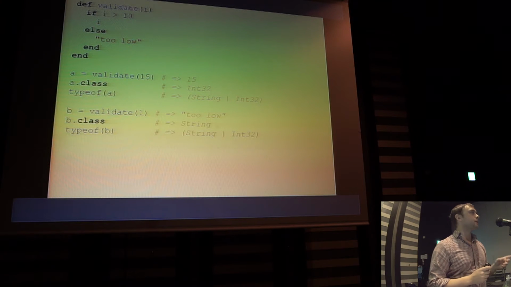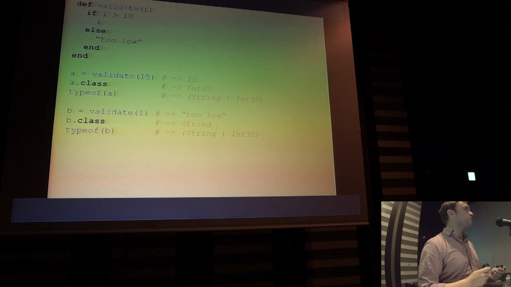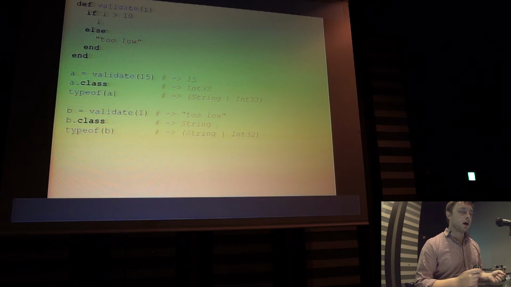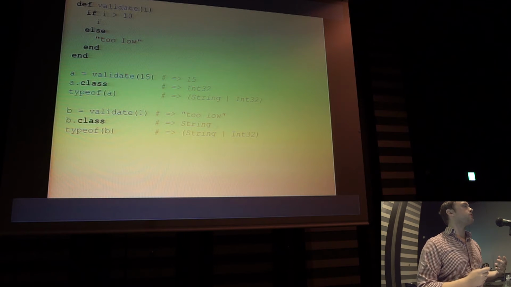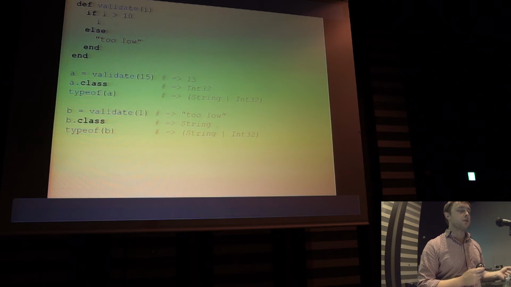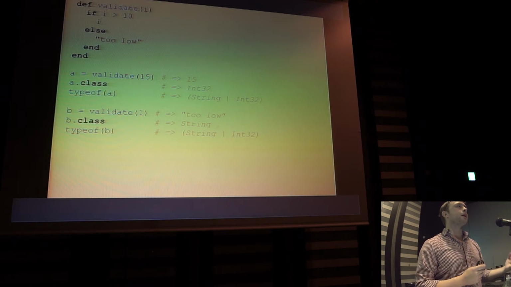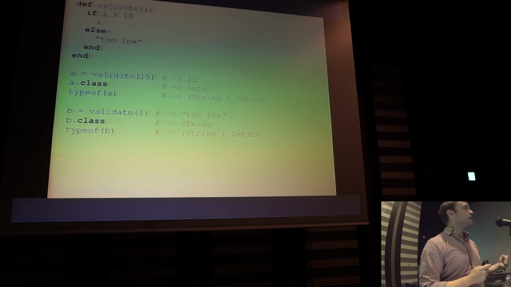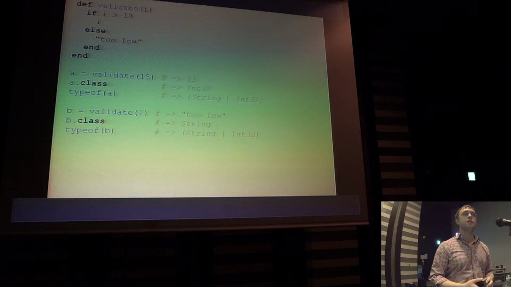If we take a slightly different example here, a method that sometimes returns an integer and sometimes returns a string, depending on what you pass in, things are a little different now. In the first case, we pass in 15. That's greater than 10, so we get 15 back out. If we ask for the resulting type, sending it the class method at runtime, we get Int32. But when we ask for the compile-time type, we get a union of String and Int32.